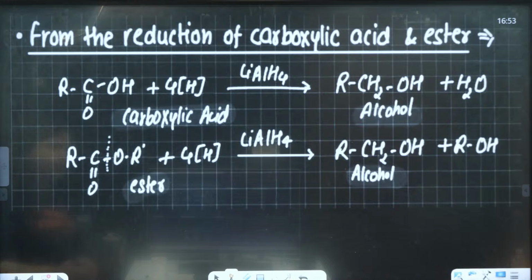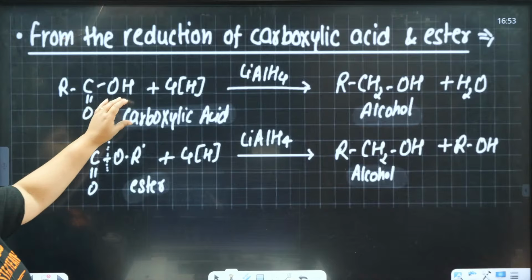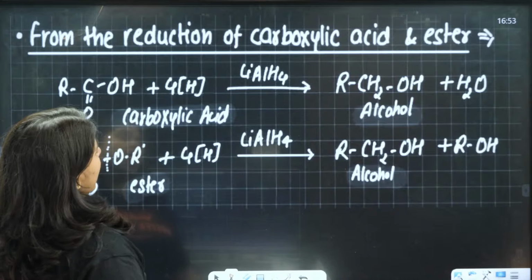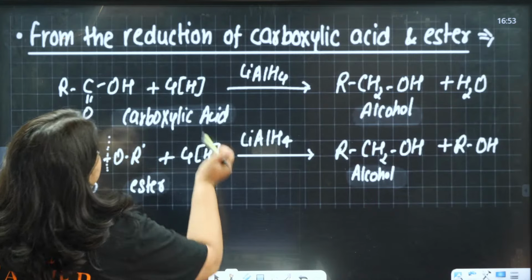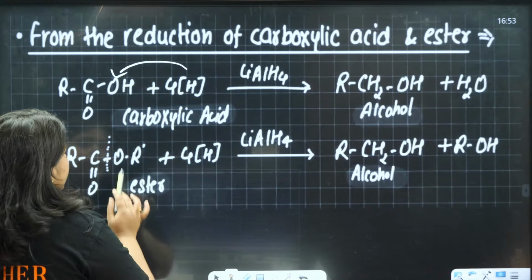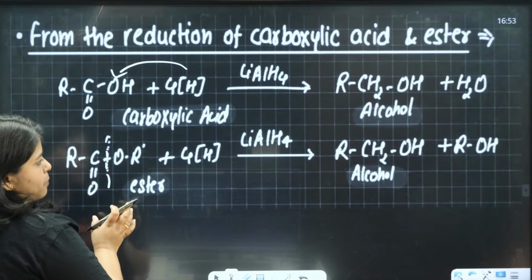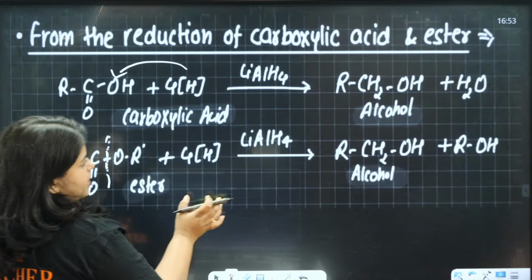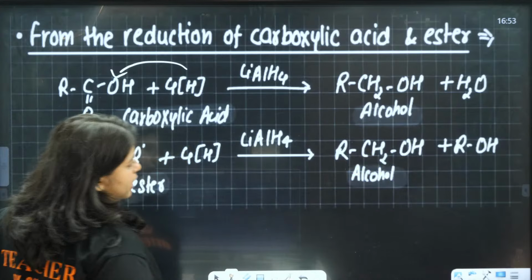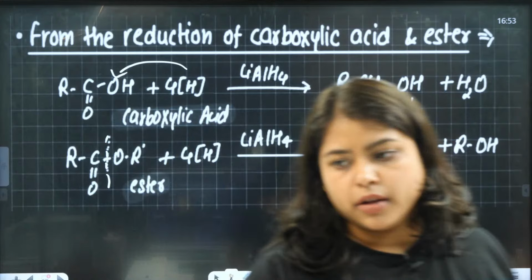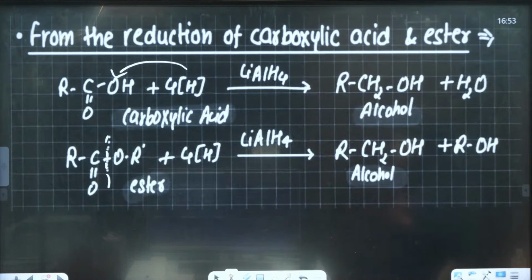How has it been done? So the carboxylic acid in the presence of LiAlH4, how is it formed? There will be a bond breaking position, then OR has been separated here. That is how ROH has been formed, and alcohol has been formed. Clear?